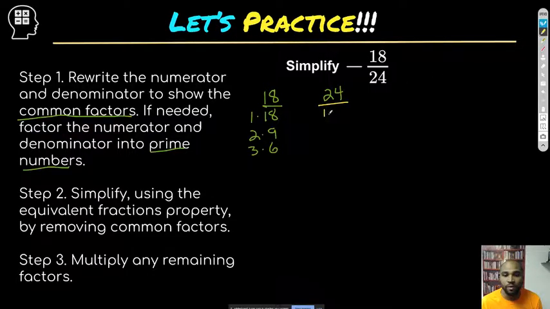Let's look at the 24. 1 times 24, 2 times 12, 3 times 8, 4 times 6, and we're just going to start repeating the same thing backwards.